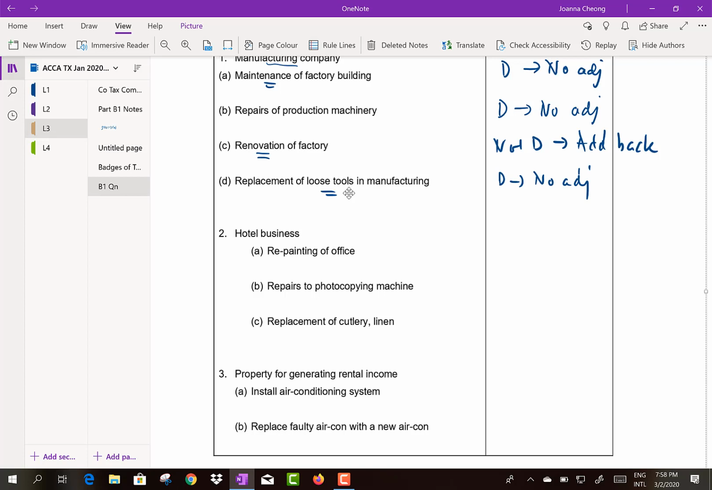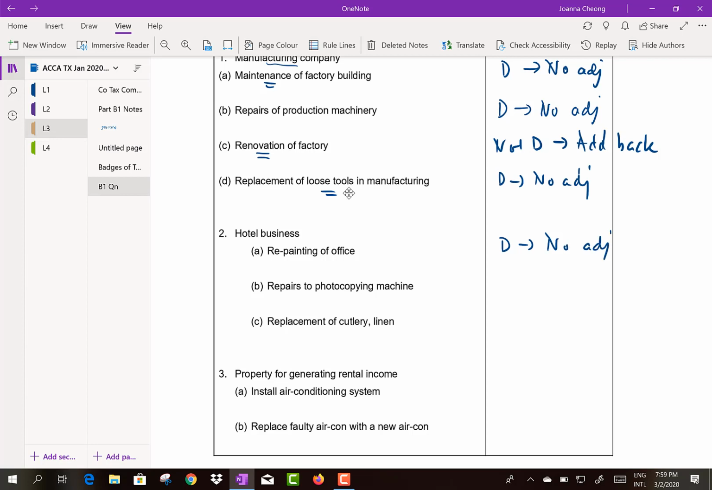You repaint the office. Any element of improvement? Will the office become bigger? No, all right. So you can claim a deduction on this. Okay, deductible, no adjustment. Repair to photocopier machine.